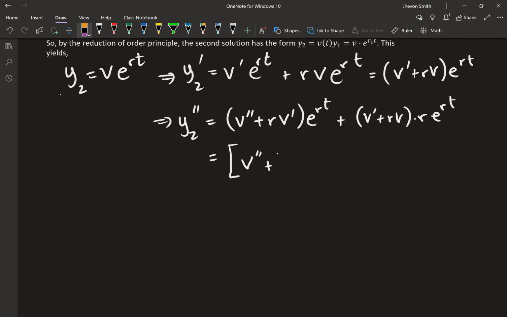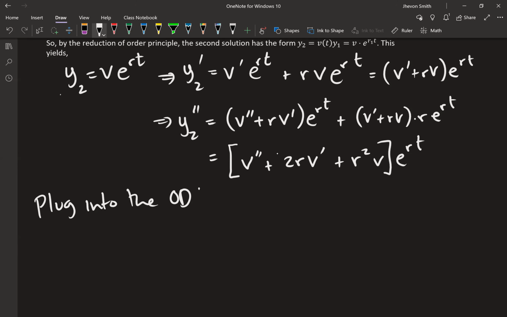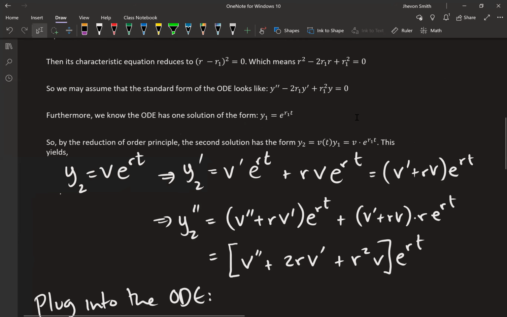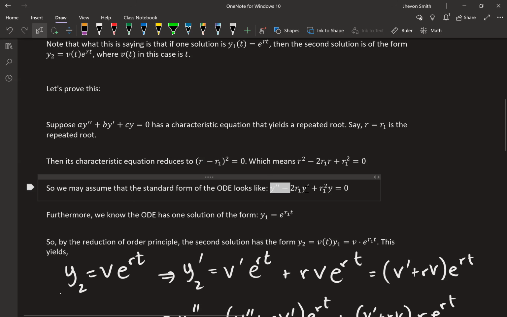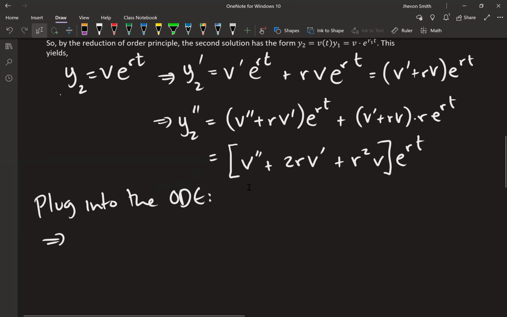So here it's rv prime plus an rv prime, so it's 2rv prime plus r squared v, all of that times e to the rt. Now plug into the ODE. What ODE are we plugging it into? Well, the ODE that I know it had to look like. So I'm going to plug it into this ODE right here.